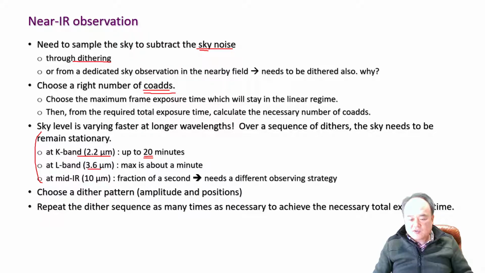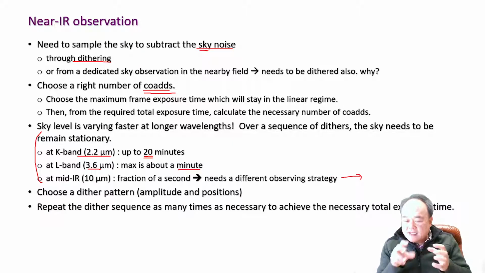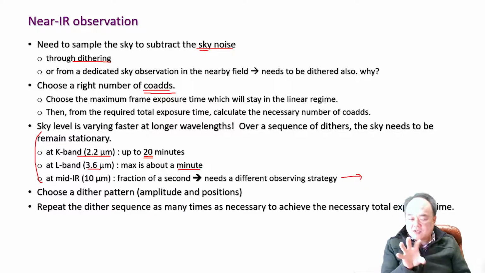L band, which is 3.6 micron, the lower end of the near infrared wavelength range, the sky is changing in a matter of minutes. And at mid infrared, the sky is changing even in a fraction of a second. So in the mid infrared, we need to use a very specific mid infrared observing technique, which will be shown and discussed in the next lecture.